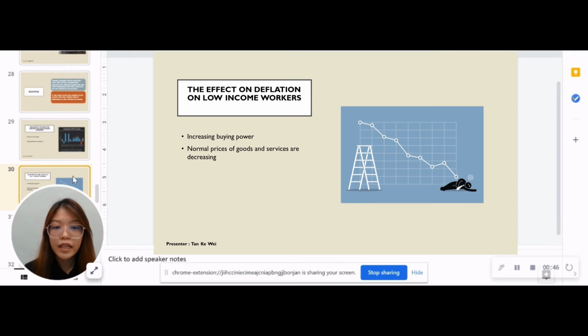Next, the effect of deflation on low-income workers. What is the meaning of deflation? Deflation is a general decline in prices of goods and services. As deflation makes prices of services and goods drop, people have more buying power. In this moment the money becomes bigger and consumers can buy more things that they want.